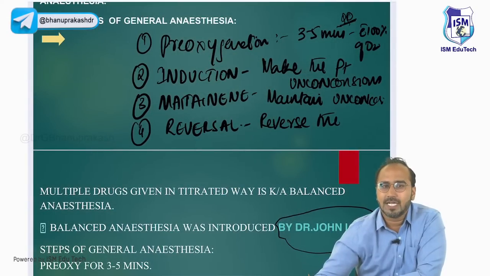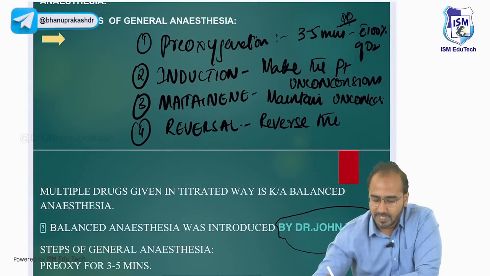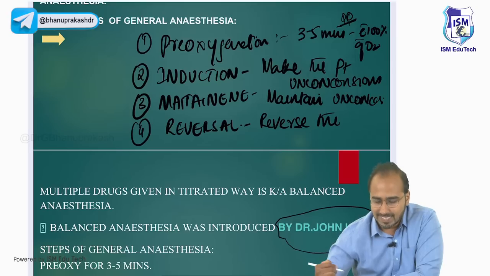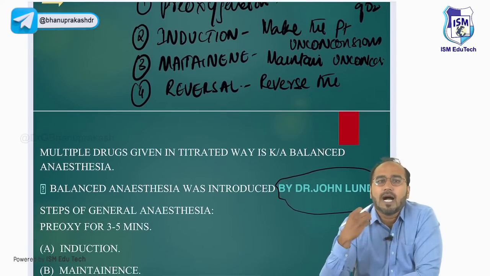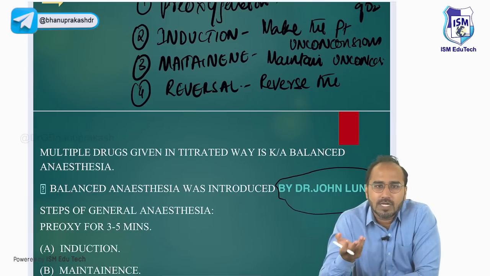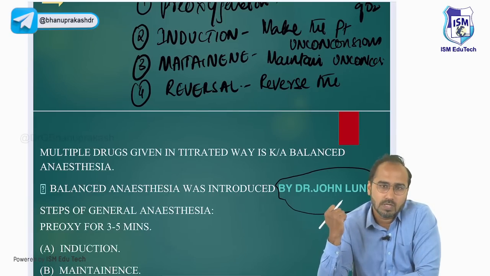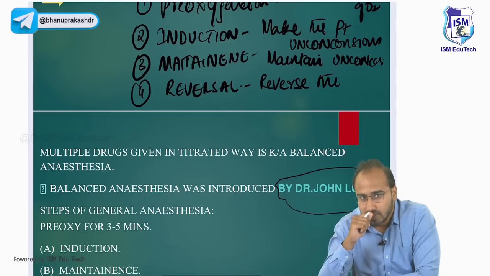This has been asked as an MCQ, guys. For how many minutes will you give oxygen to the patient? 3 to 5 minutes with 100% oxygen. Second is the induction phase, third is maintenance, and fourth is reversal. Now you have to make the patient unconscious. If you want to make the patient unconscious, what will you do?